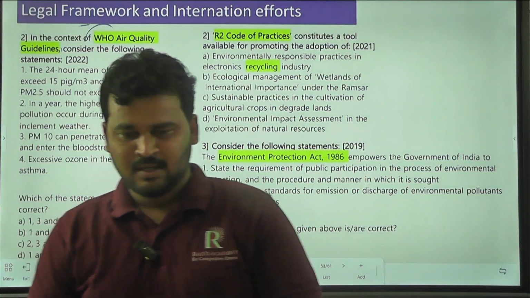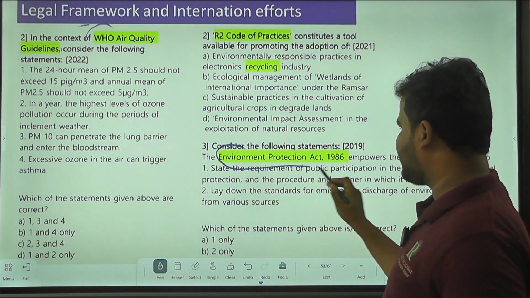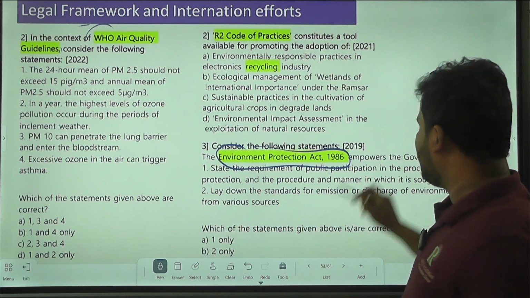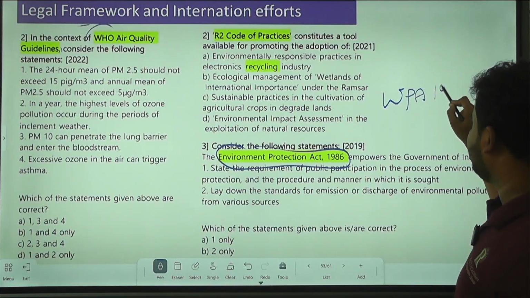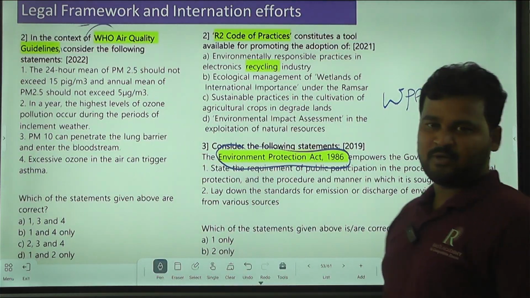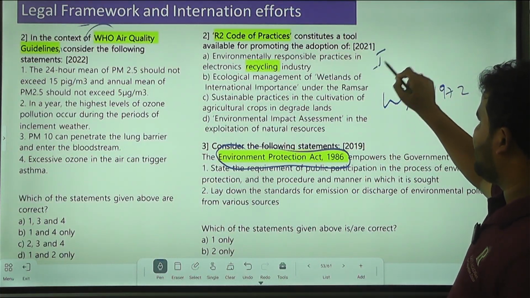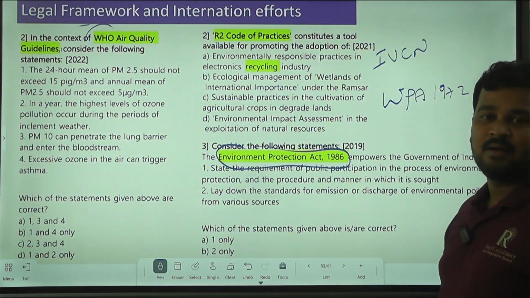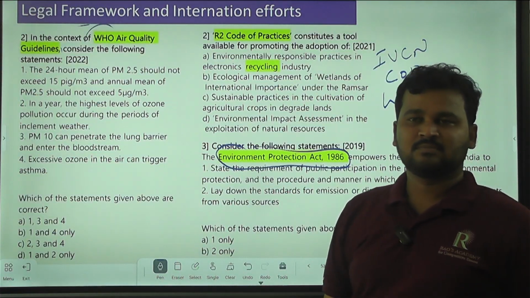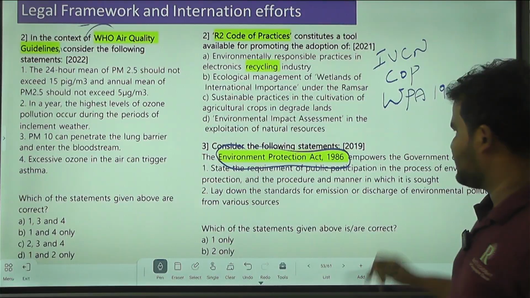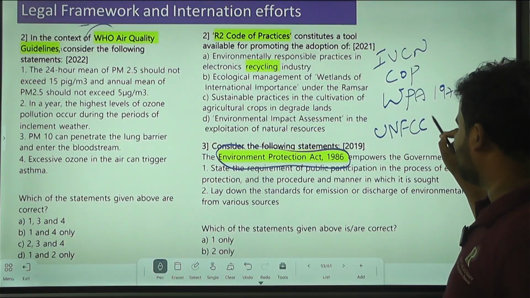Then after that, Environmental Protection Act 1986. And even the WPA is also very important. Wildlife Protection Act 1972 is also very important. And also the measures and guidelines from IUCN are important. The guidelines from COP, the Conference of Parties, an international body under the United Nations Framework Convention on Climate Change.